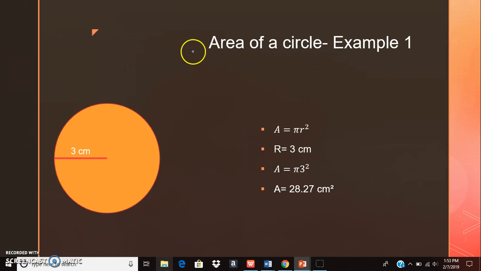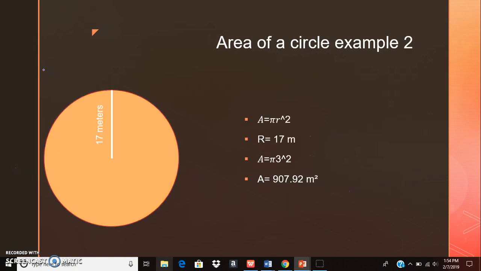For this one, this circle has a radius of 3 centimeters. If we plug that into our equation, area equals pi r squared, and our r equals 3 centimeters, area equals pi 3 squared. Once we calculate that out, the answer that I got was 28.27 centimeters squared. Even with these circles, we are still going to use square units since we're doing a two-dimensional figure. I will go on to our next example.